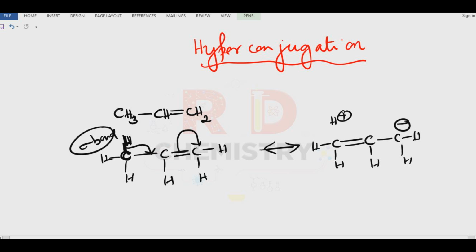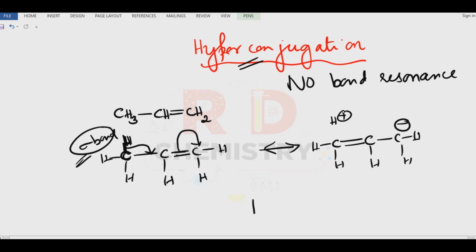So the interaction of the sigma electron with the pi electron in the unsaturated molecule is called the hyperconjugation effect. Now a bond is broken here, right? The sigma bond. Therefore, this effect is also called no bond resonance. It is also known as no bond resonance. Okay, no bond resonance it is.